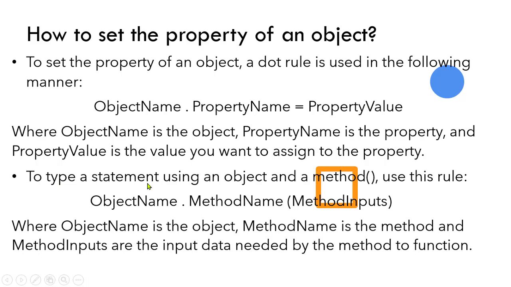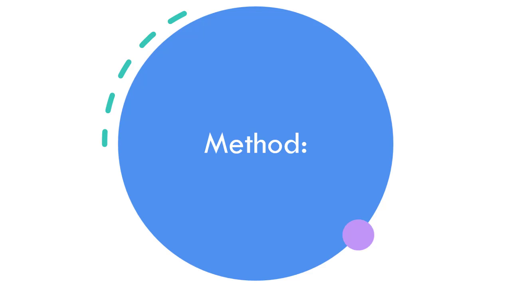To type a statement using an object and a method, we use this rule: object name dot method name, method inputs. Here object name is the object, method name is the method, and method inputs are the input data needed by the method to function. Students, we will read about property in 7th class in detail. Now we will discuss about method.